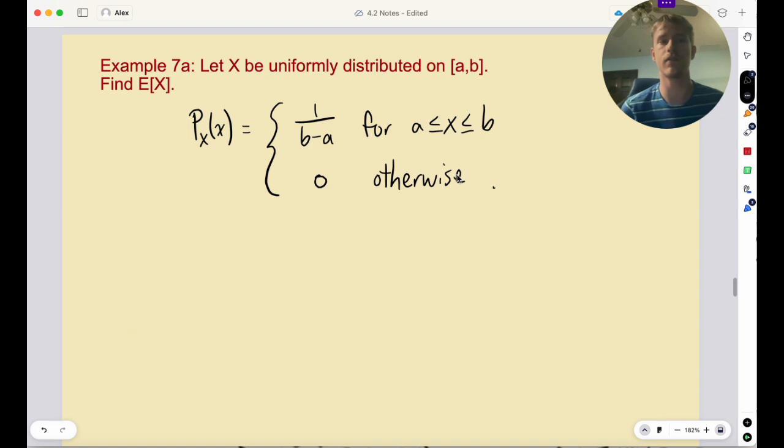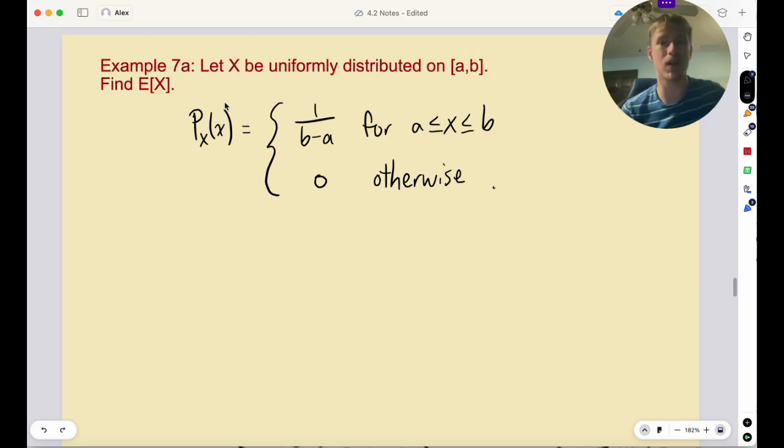All right, so example 7, part A. Let x be uniformly distributed on a to b. We are to find the expected value. I'm just going to remind you that the PDF looks like this: it's 1 over the length of the interval for x in that interval and 0 otherwise.